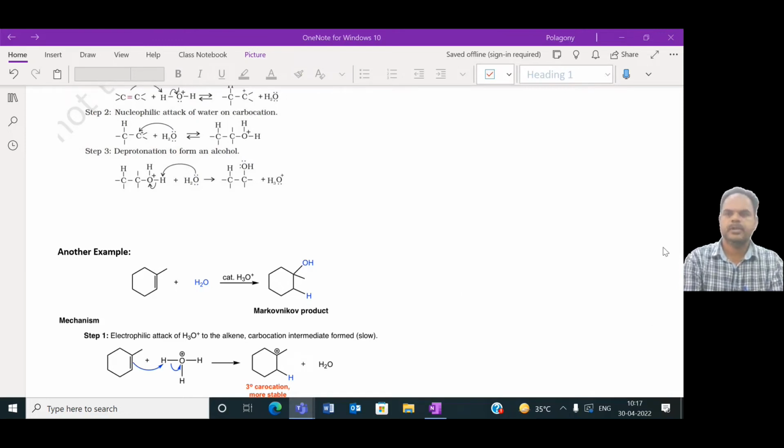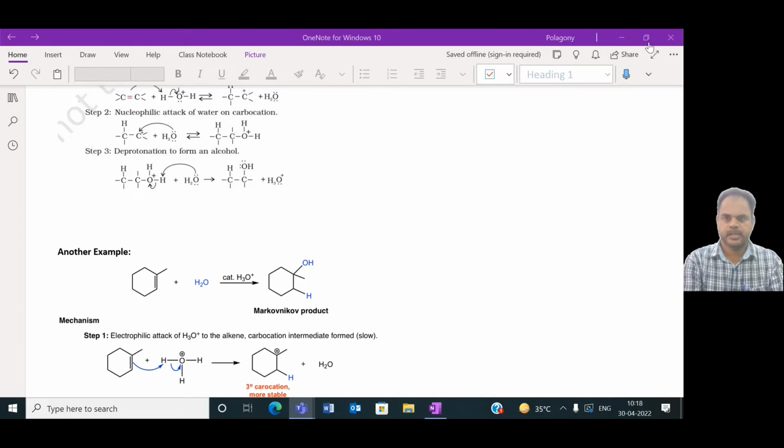If we take another example, look at this structure. This is 1-methyl cyclohexene. 1-methyl cyclohexene is a cyclic alkene, and to this compound, if you add water in the presence of the acid catalyst hydronium ion, we can get 1-methyl cyclohexanol, according to the Markovnikov product.